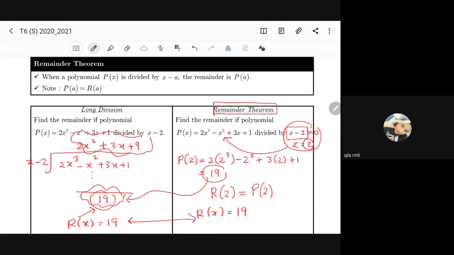But this theorem can be used to find the remainder only. Let's say the question asks you to find the quotient, so we have no choice. We need to use long division. Tak ada pilihan lain kalau nak cari quotient, sebab kita tak ada quotient theorem. Kita ada remainder theorem only.